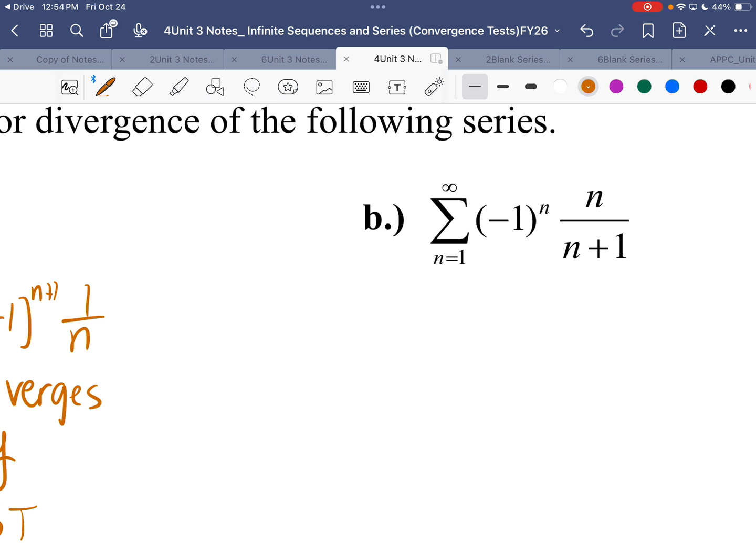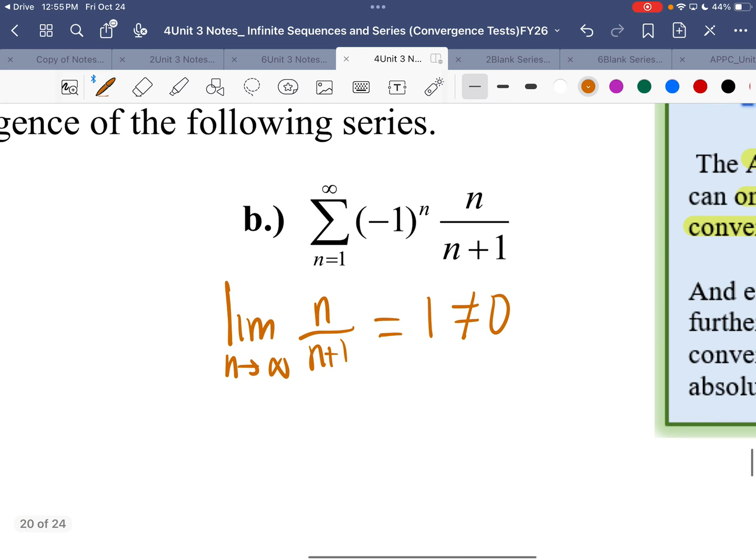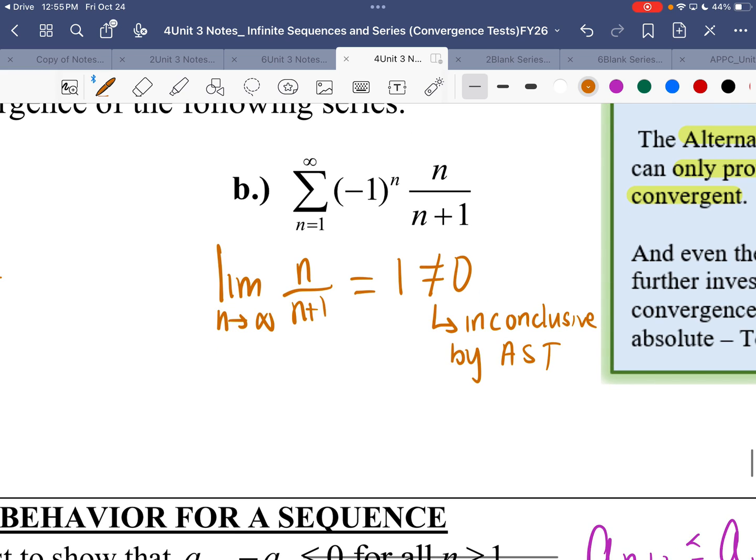Okay, B should be fast. Yeah, this one, the limit is inconclusive. Good job, Graham. So because the limit was not equal to 0, we would say it's inconclusive. What other tests would you do to figure this one out? Great question. What test could we use?